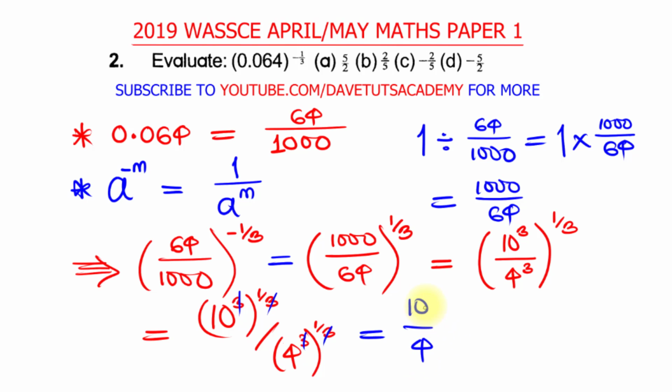And 10 over 4, I can divide the numerator and denominator by 2. 2 in 10 is 5, 2 in 4 is 2. So the answer to this question is 5 over 2. And if you look at the options that we are given, that is option A. 5 over 2 is the answer to this question.